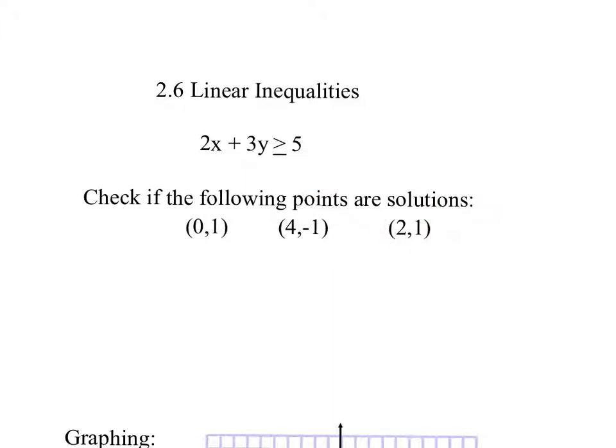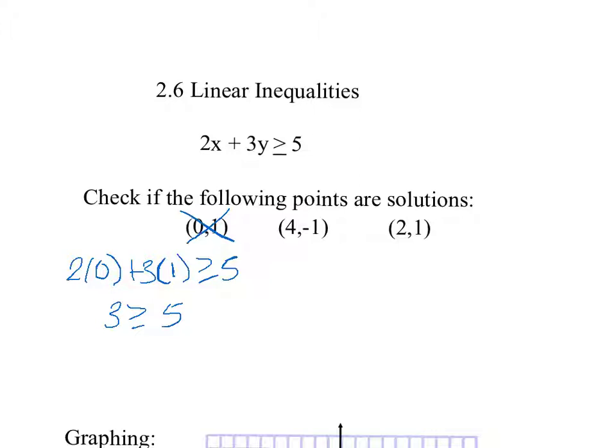There are actually many, many solutions to linear inequalities. So if we check (0, 1), what we're going to do, you'll have this in your homework, is we plug in 0 for x and 1 for y. And then we do our math and see if it's true. So we have 2 times 0 is 0, plus 3 times 1 is 3. It's greater than or equal to 5. That is not a true statement, so (0, 1) is not a solution.